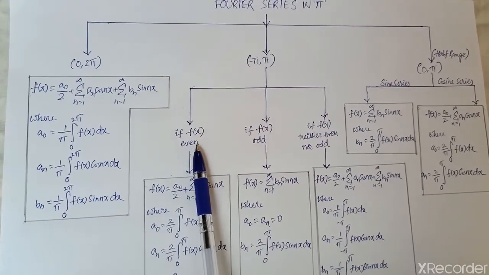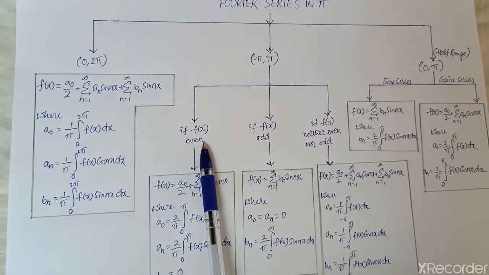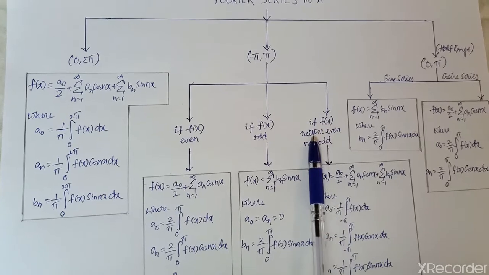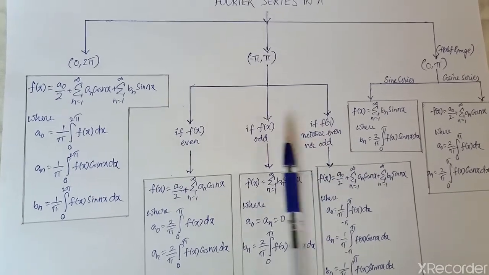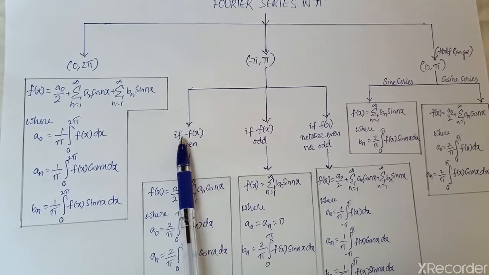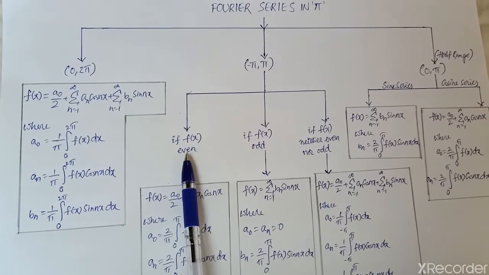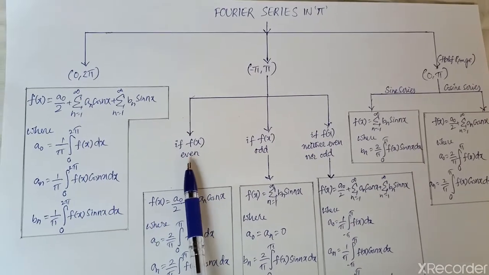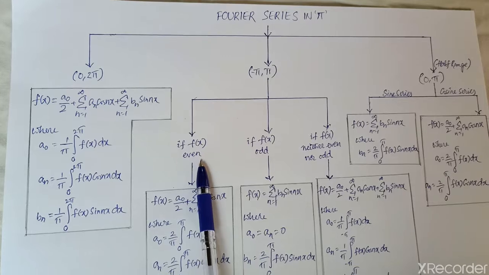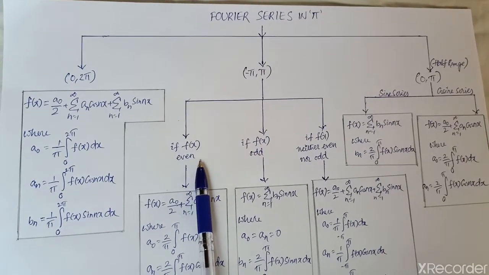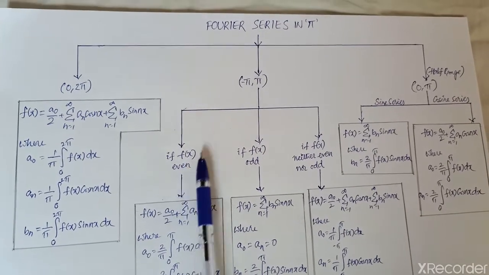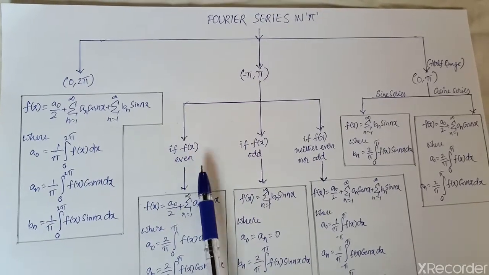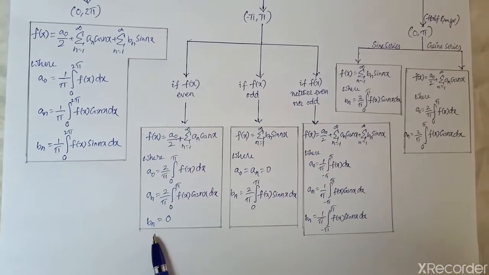If the function is even, if the function is odd, and another one, if f of x is neither even nor odd. Let us first go to the first one. If f of x is even, that is f of minus x is equal to f of x, that is the even function definition. In that case, when the interval is given as minus pi comma pi and the function is even, this is the formula where b n is equal to 0.